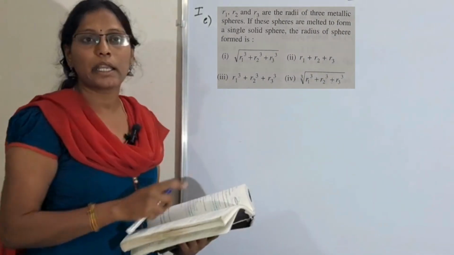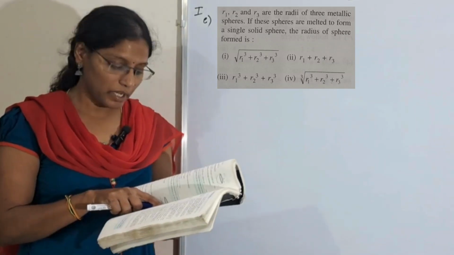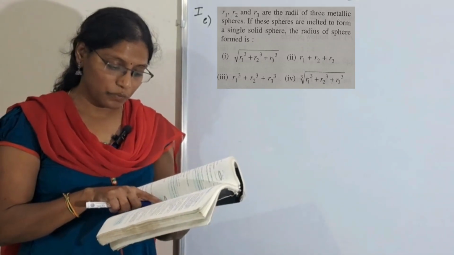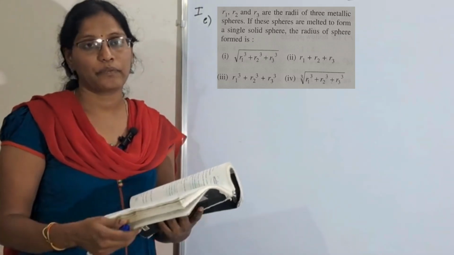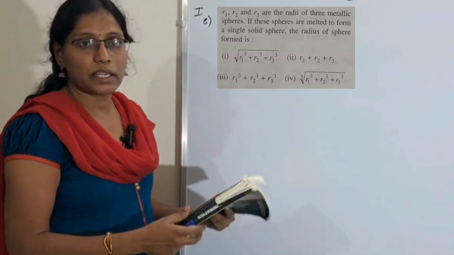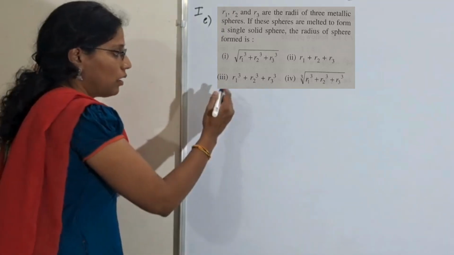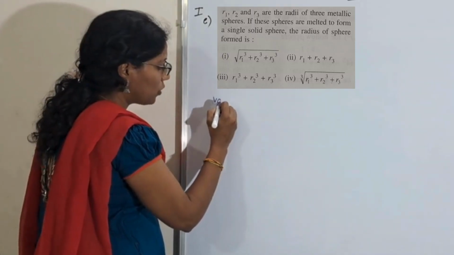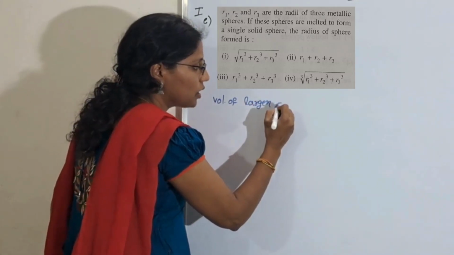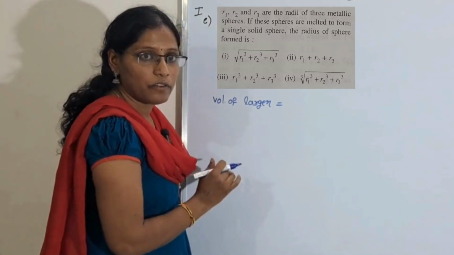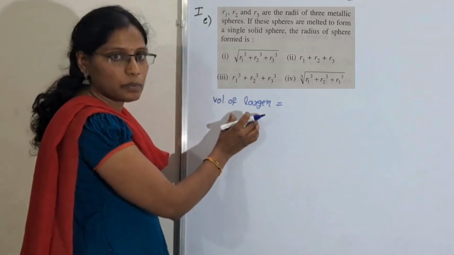Next, problem number E. In this problem, R1, R2, R3 are radii of 3 metallic spheres. If these spheres are melted to form a single solid sphere, find the radius of the sphere formed. See here, 3 metal spheres we have to melt and we have to make one more sphere. Here, volume of larger sphere is equal to... How will it form? 3 small spheres we have to melt and recast into this larger sphere.